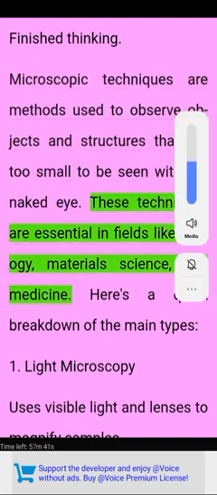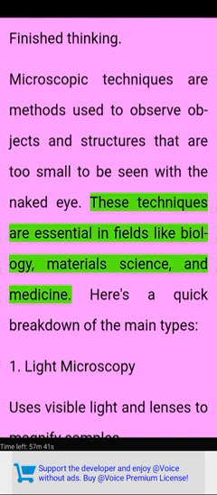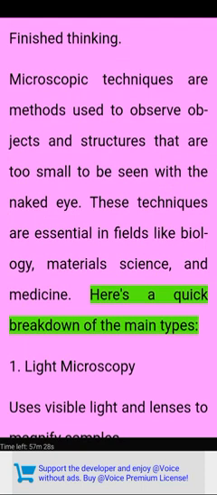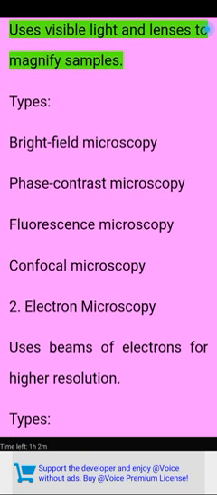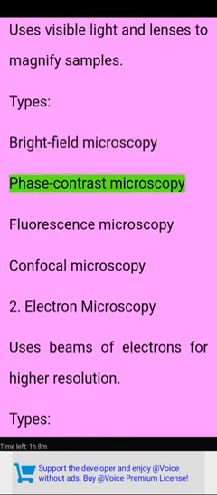Microscopic techniques are methods used to observe objects and structures that are too small to be seen with the naked eye. These techniques are essential in fields like biology, materials science, and medicine. Here's a quick breakdown of the main types. 1. Light microscopy. Uses visible light and lenses to magnify samples. Types: bright field microscopy, phase contrast microscopy, fluorescence microscopy, confocal microscopy.